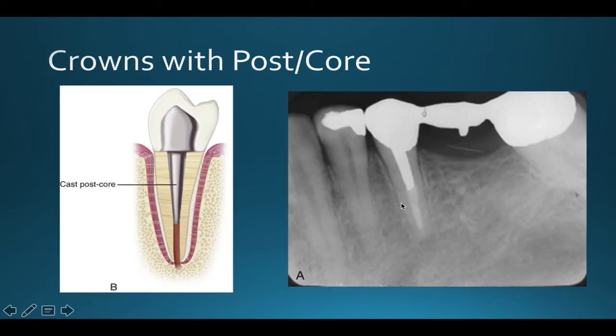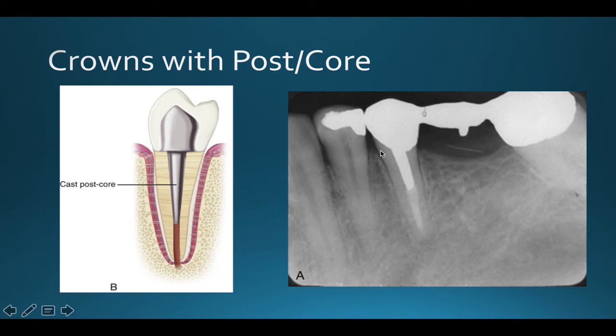The next thing that's important to know about some crowns is that post and core restorations can be found on teeth that have been treated with endodontic therapy. So a lot of times when you see a crown on a tooth with a root canal, you're also going to see a cast post and core.